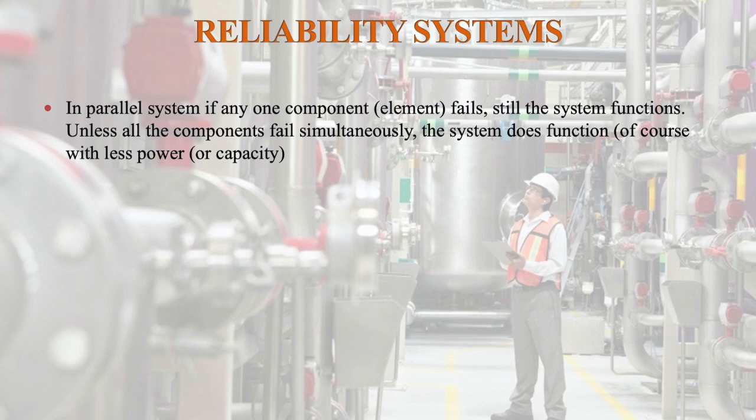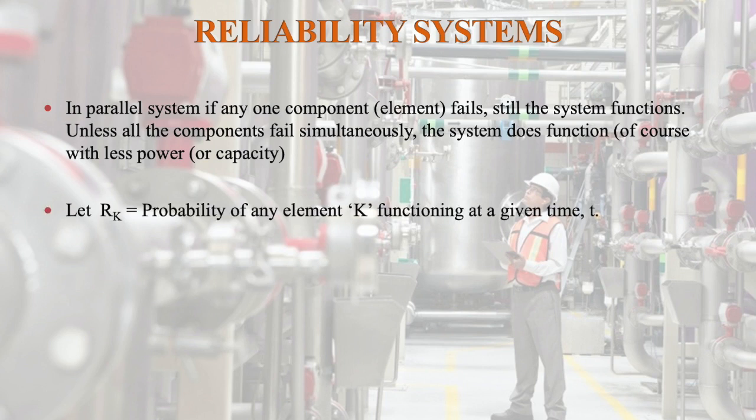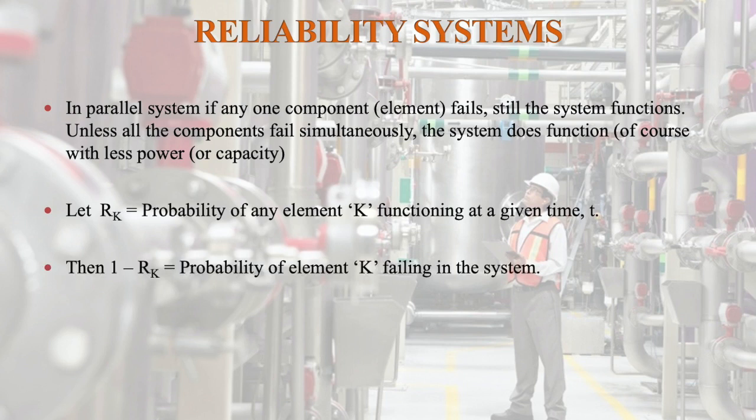In a parallel system, if any one component or element fails, the system still functions. But in the series system, it will not. So unless all the components fail simultaneously, the system does function, of course with less power or capacity. Let Rk be the probability of any element k functioning at a given time, then 1 minus Rk is the probability of element k failing in the system. Also Ri is the reliability of the ith element, where i is equal to 1, 2, 3 up to n.